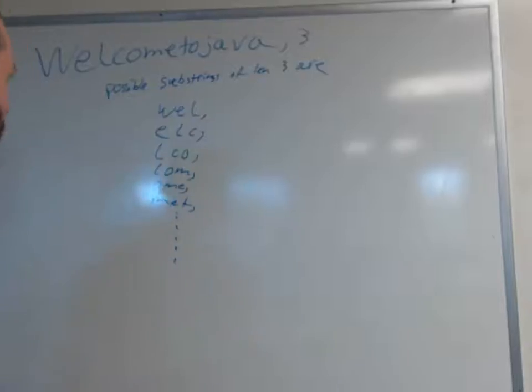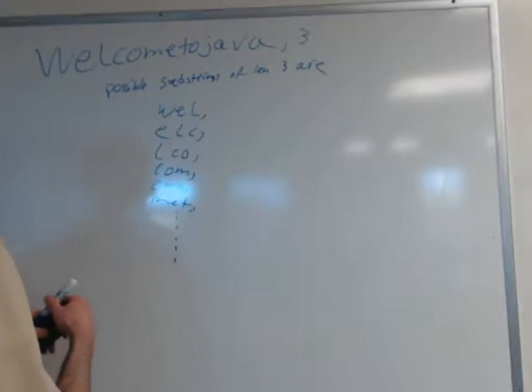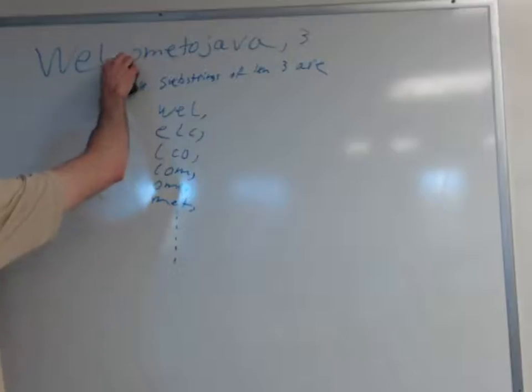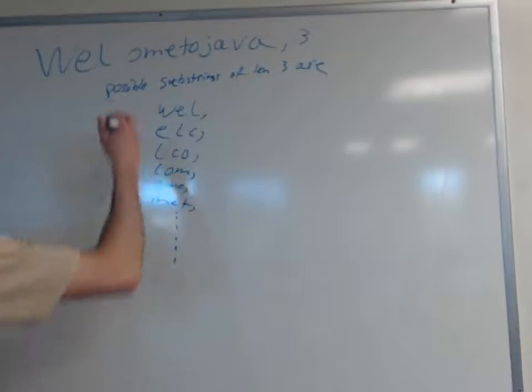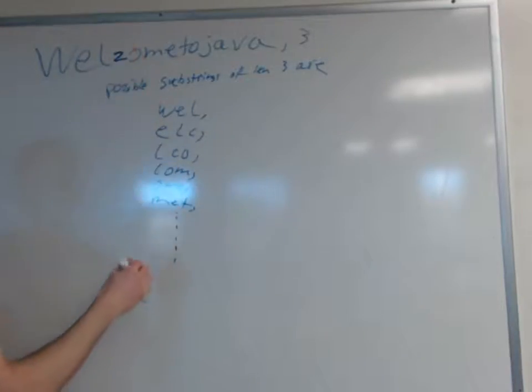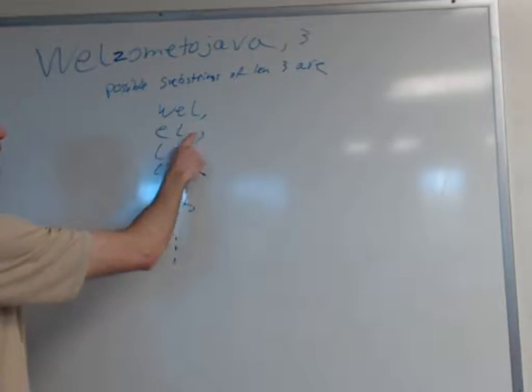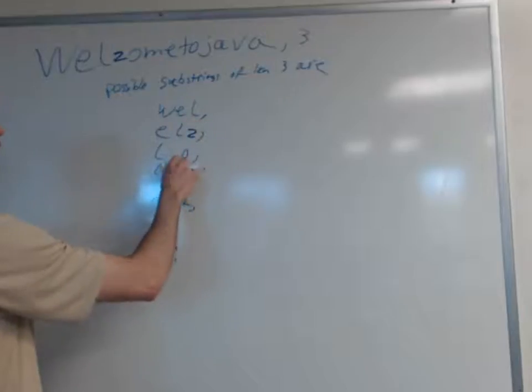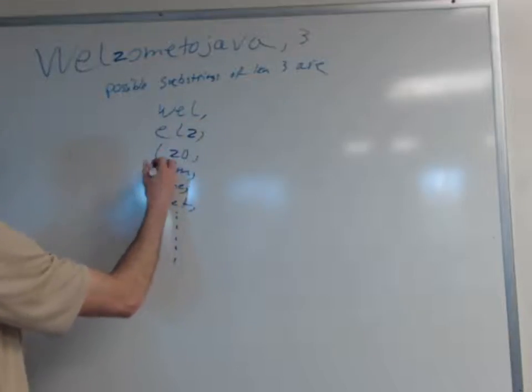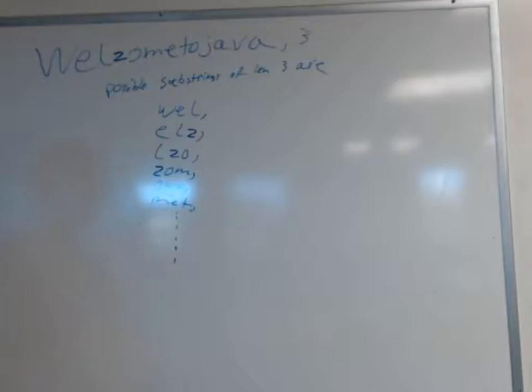So just to change this up a bit, if I were to replace this C with the Z, it'd be WEL, EL, Z, L, ZO, ZOM, etc. And now which one would be the last one? ZOM. So what happens when you get to the end? Is AVA the last one? Yes, because VA has a length of 2, and it needs to have a length of 3.